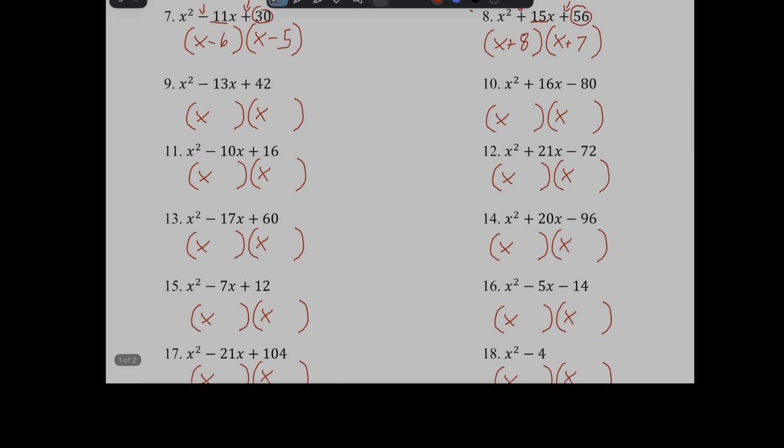Okay, number 9, third term is positive. Signs are the same. Take the sign of the middle, which is negative, negative, and negative. Factors of the third will add to the middle, which is 7 and 6.